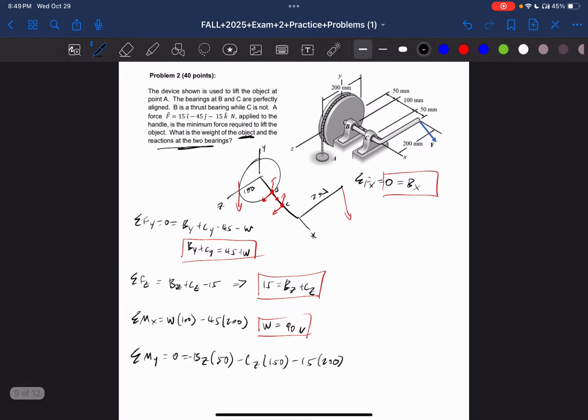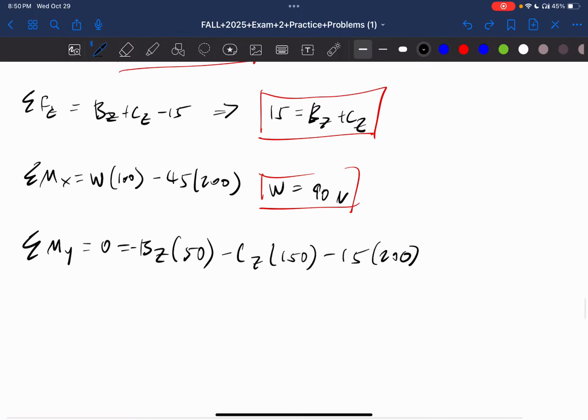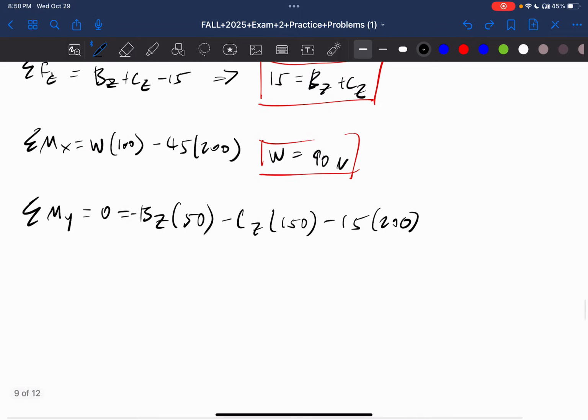And then what else do we have? I think that's all. Yes, we have BZ in terms of CZ, so we can solve for that here. And let me see if this is right. I think this is right. This looks right.